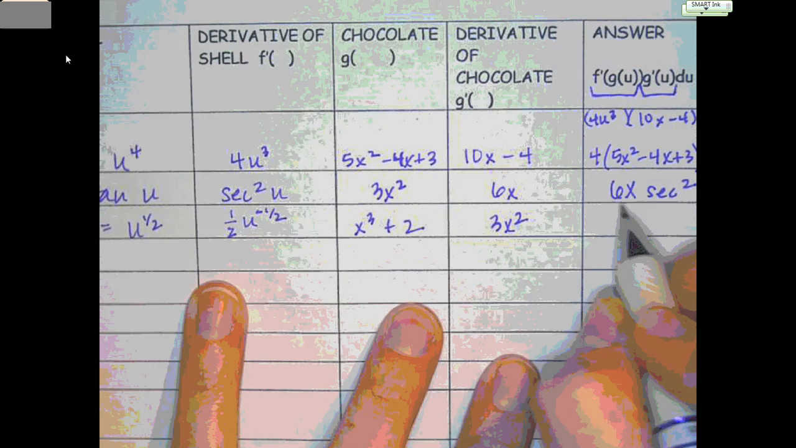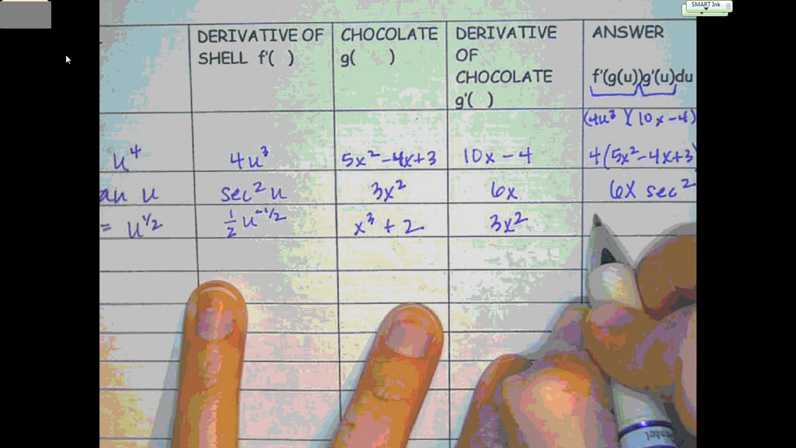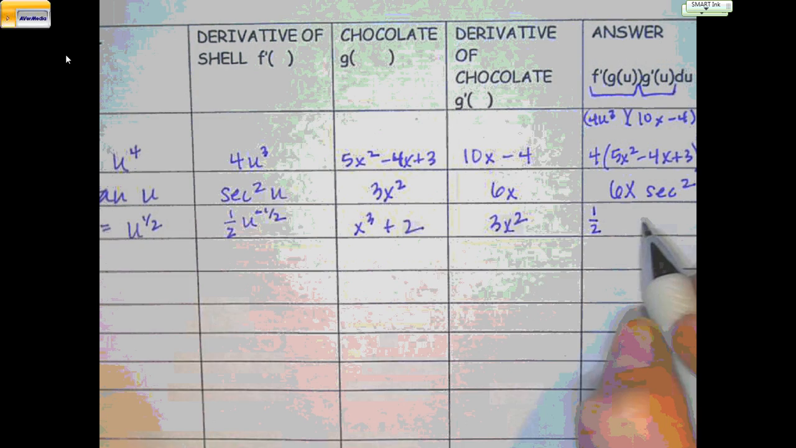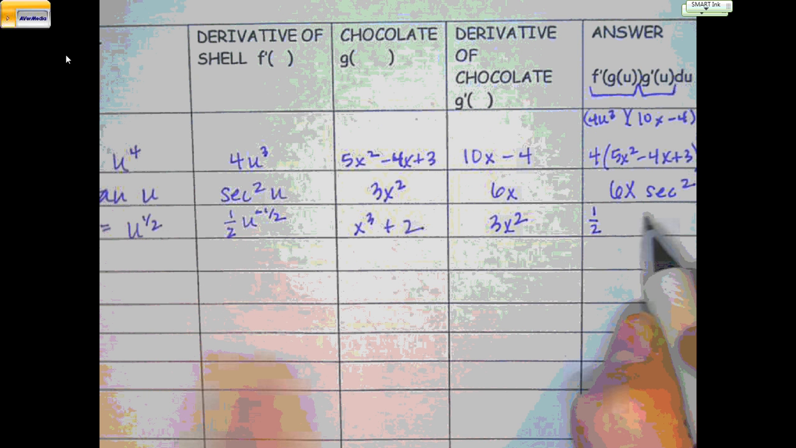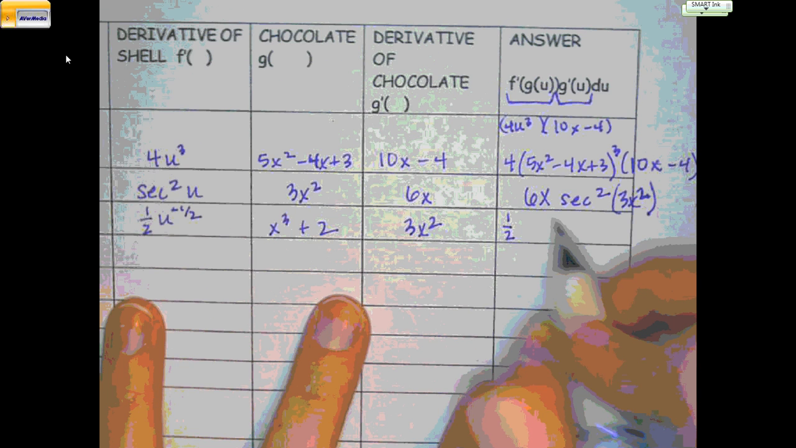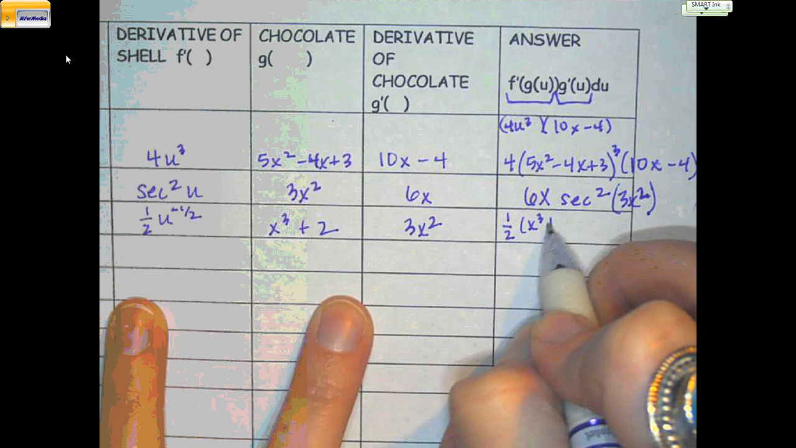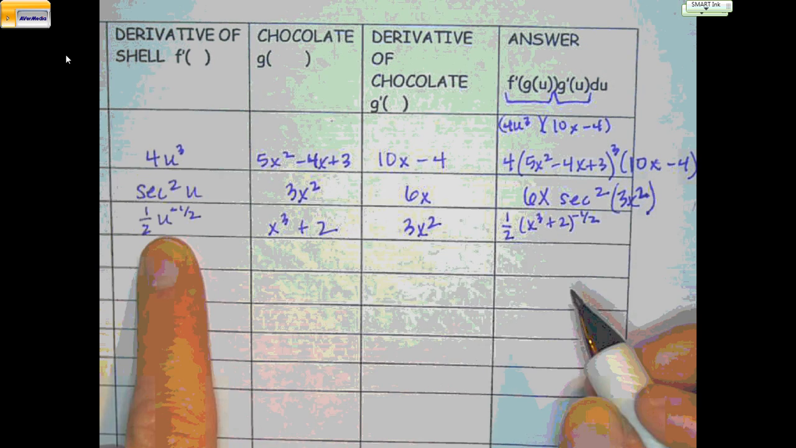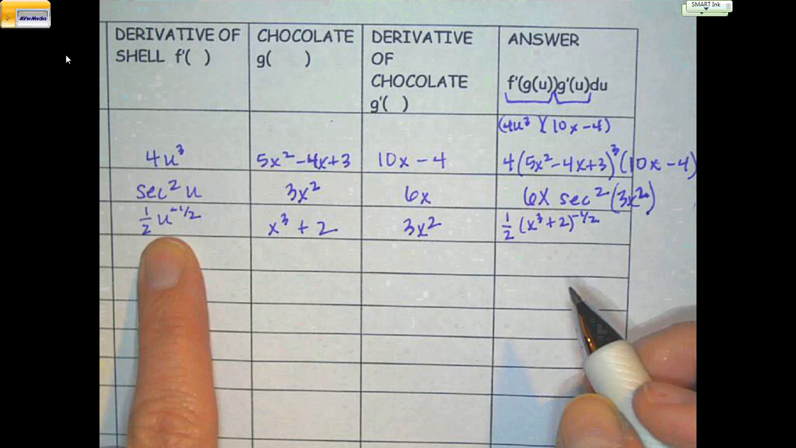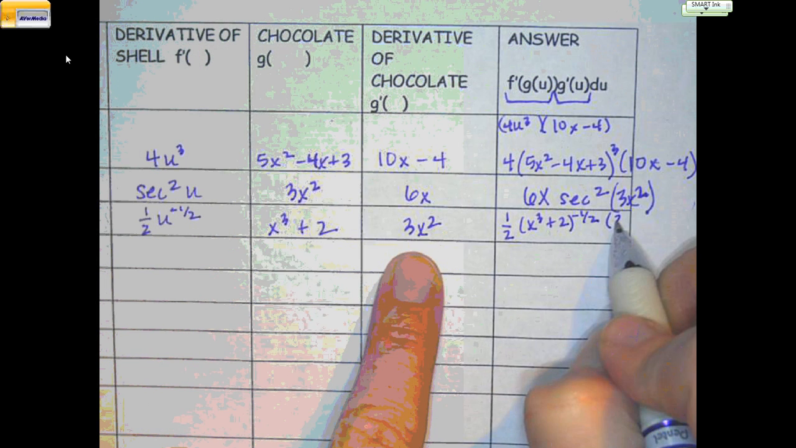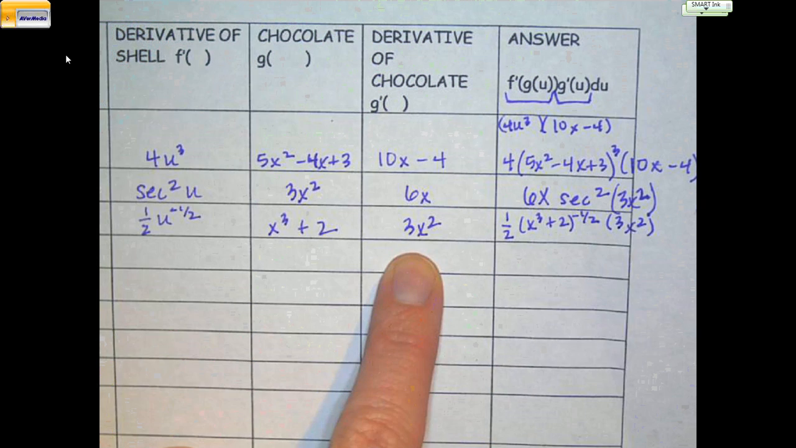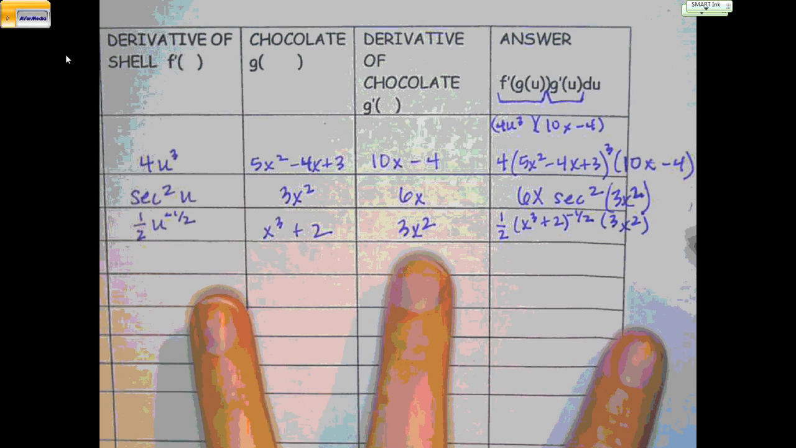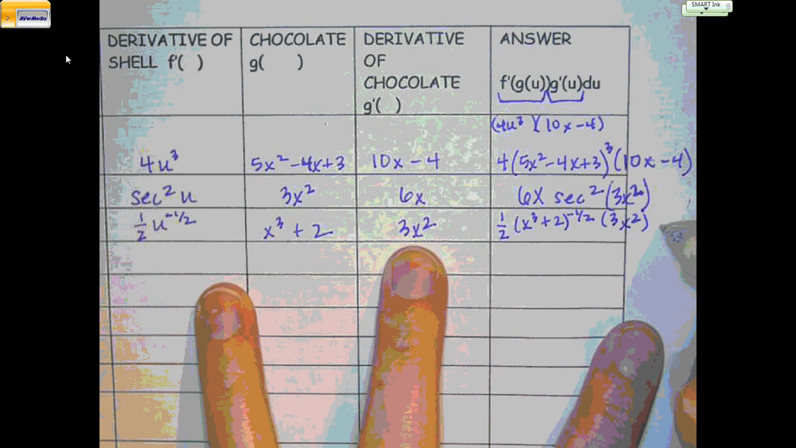And we've got 1/2. Instead of u to the negative 1/2, I'm going to replace the u with what it is. It's that inner function of x cubed plus 2, to the negative 1/2, according to that column, times 3x squared. Now, is that as simple as we can write that? No, it's really not, and we don't really have room on this worksheet, but I'm going to draw an arrow and pretend like we do.